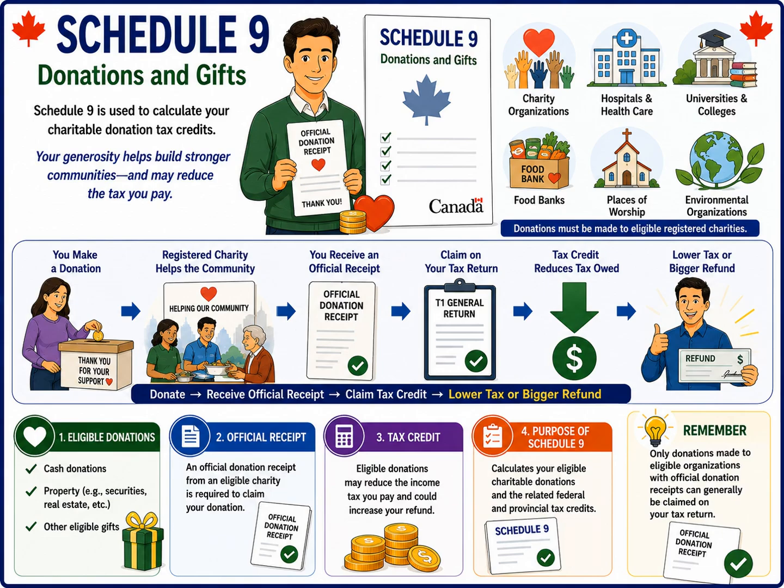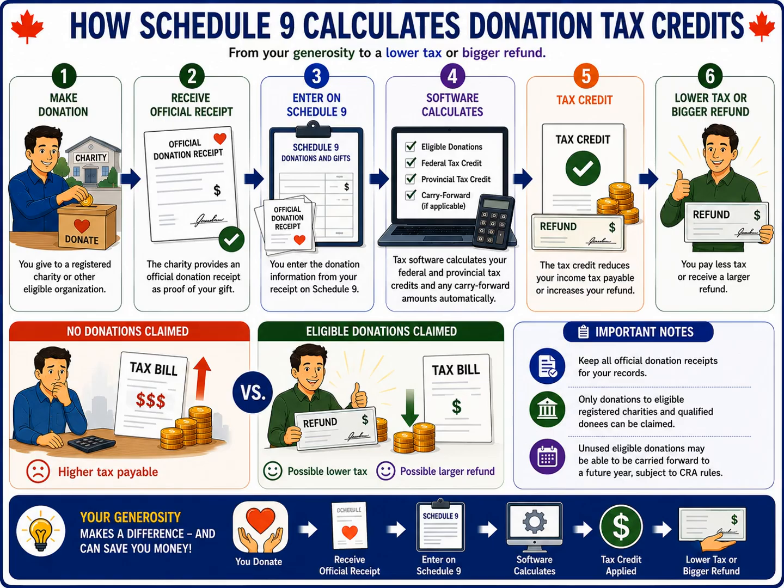As a professional tax preparer, your responsibility is to collect all official donation receipts, confirm that each organization is eligible, enter the donation amounts accurately into the tax software, and review the calculated tax credits before filing the return. Accurate documentation and careful review ensure that clients receive every charitable donation tax credit they are entitled to claim. Now let's see how Schedule 9 converts charitable donations into valuable tax credits.